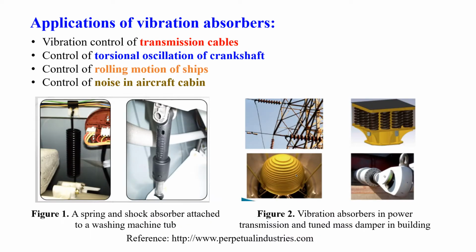First, we will discuss the applications of vibration absorbers. In the figure as shown, a spring and shock absorber are attached to a washing machine tub. And in figure 2, the vibration absorber is shown in power transmission and a tuned mass damper in buildings. Moreover, vibration absorbers are used to control vibration in transmission cables, torsional oscillation of crankshafts, rolling motion of ships, and noise in aircraft cabins.